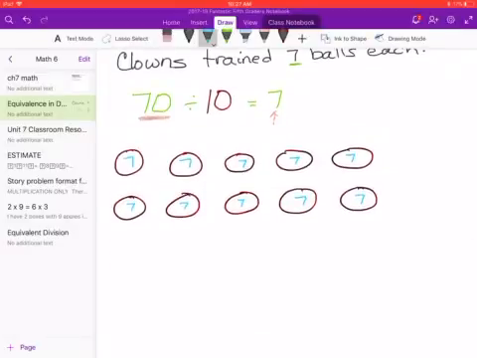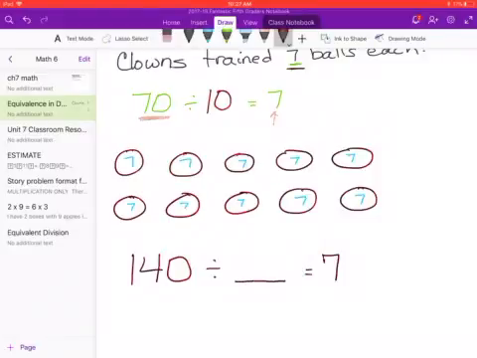Unfortunately, instead of 70 balls, the case actually ended up having 140 balls in it. Now, my clowns are only able to juggle 7 at a time. So how many clowns am I going to need so that they are still only juggling 7 balls each? Right now, if 140 balls showed up and I only have those 10 clowns, everybody is juggling 14. And they can't do that. They don't know how.